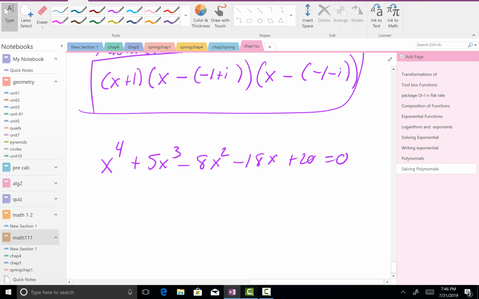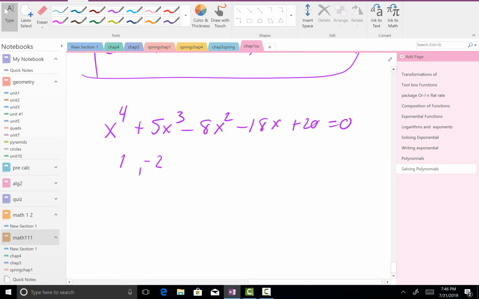What are my x-intercepts? I hope I have some. 1 is one of them? Is there any other ones? Negative 2? Yep. Okay. So now I have 2 of them. That's a good deal. That's what I need. All right. Which one do we want to use first? 1. Okay. We're going to do synthetic division, right?